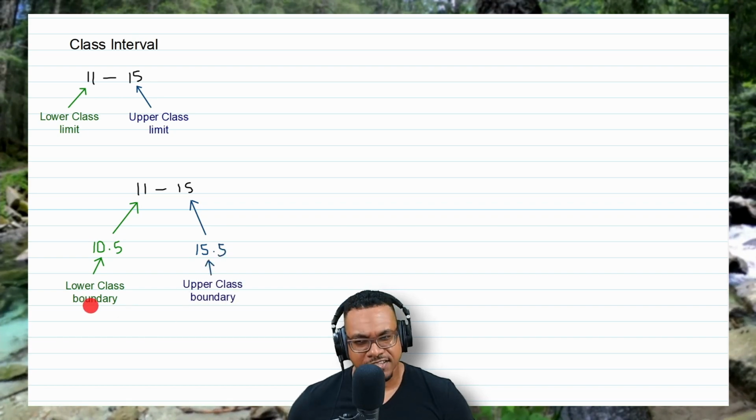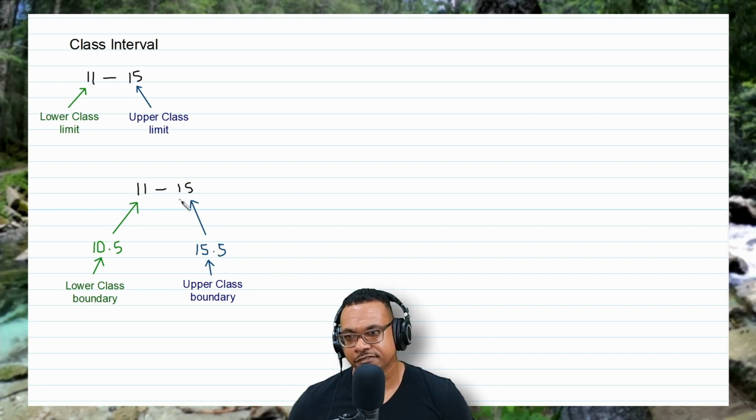Now, unlike the lower class boundary where 10.5 would fall within this class interval, 15.5 would not fall within this class interval. Up to 15.499999 reoccurring, that is what will fall within this class interval. But this is the boundary. So in this class interval, the variables cannot cross 15.5. So it goes up to 15.4999 reoccurring like that, but it doesn't go to 15.5. 15.5 would be in the next class interval.